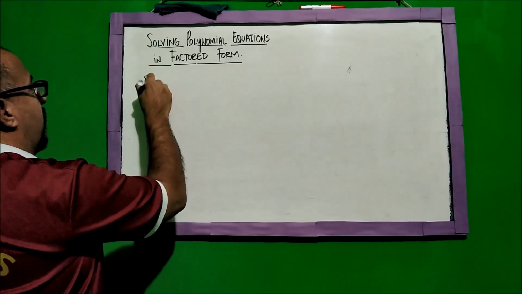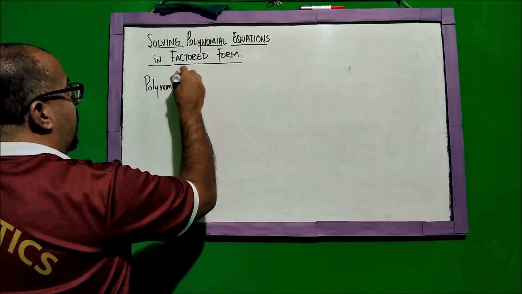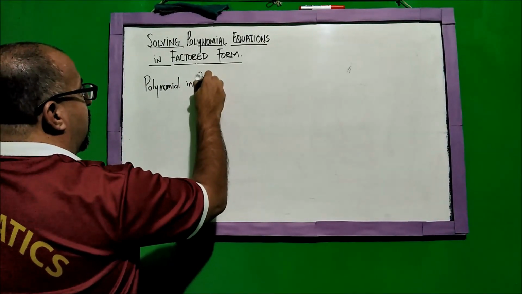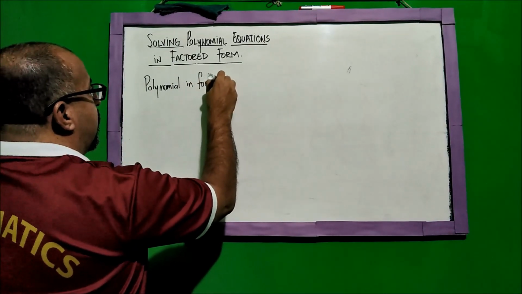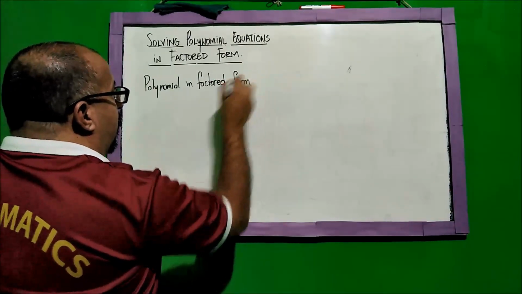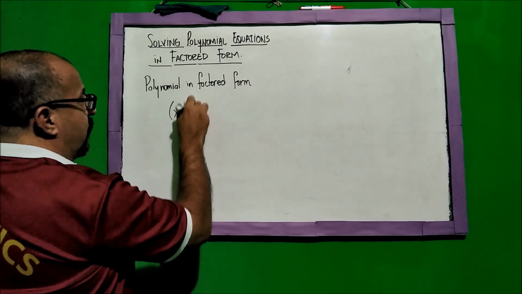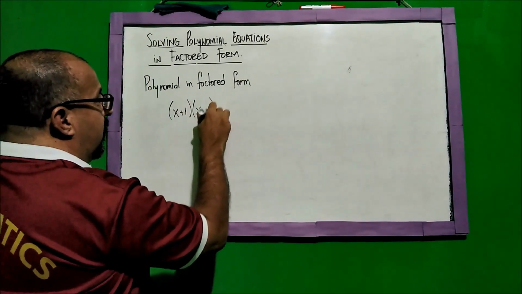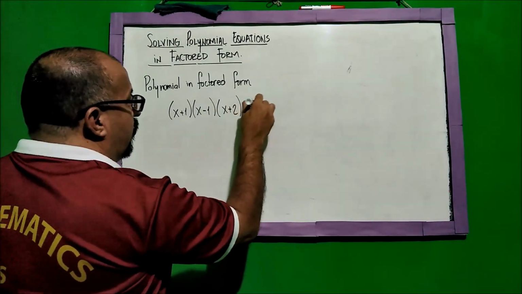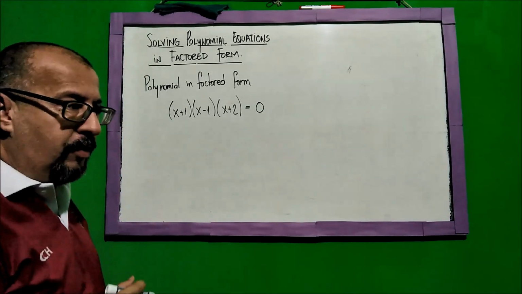Polynomial in factor form means the following. We're going to have a polynomial that is going to be written as the multiplication of several factors. In other words, I can have something like this: x plus 1, x minus 1, and x plus 2, and all of this has to be equal to 0. This is what we call a polynomial equation in factor form.